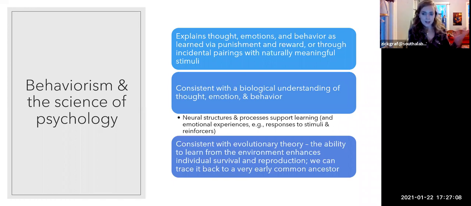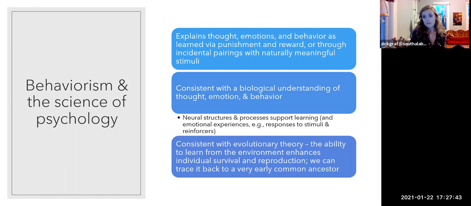So, like I said at the beginning of this, behaviorism is very consistent with the biological understanding of thought, emotion, and behavior. In fact, neuroscientists and cognitive scientists and behaviorists study in the physical brain the neural structures and neural processes that actually support the acquisition of this learning. As well as, of course, behaviorism is based on the premise that emotions are really just physiological responses that have a biological basis in the brain and body.